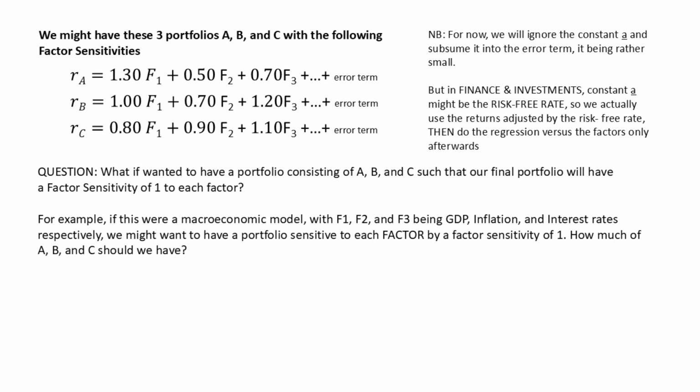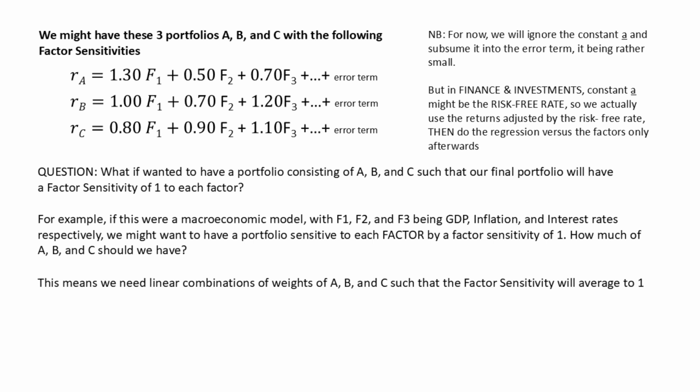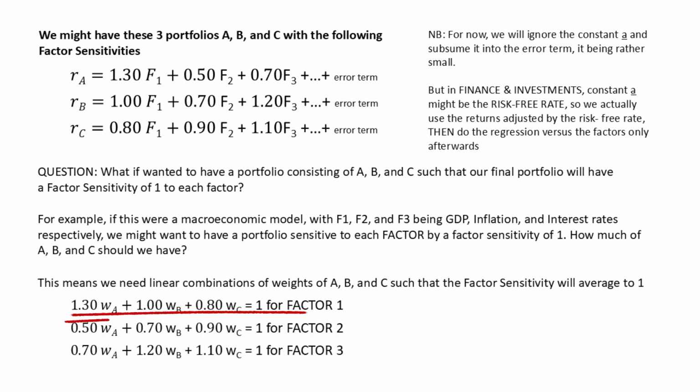For example, if this were a macroeconomic model with factors 1, 2, and 3 being GDP, inflation, and interest rates respectively, we might want to have a portfolio sensitive to each factor by a factor sensitivity of 1. So how much of A, B, and C should we have? This means we need the linear combinations of weights of A, B, and C such that the factor sensitivity will average to 1. For example, 1.3 times weight A plus 1 times weight B plus 0.8 of weight C should all average to 1 just for factor 1.